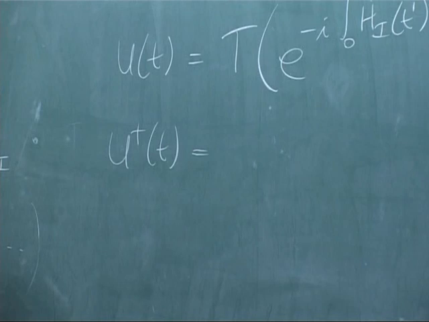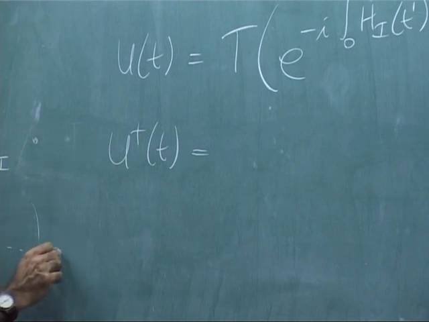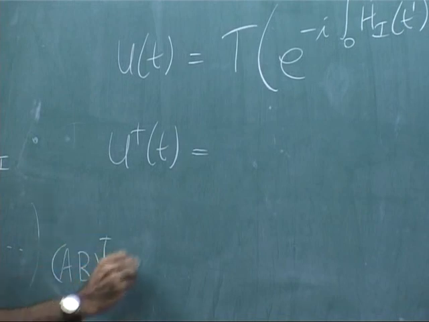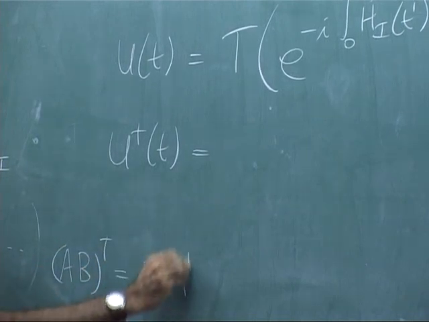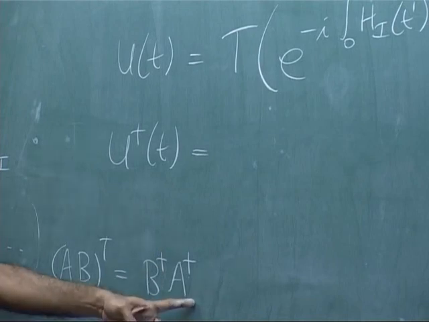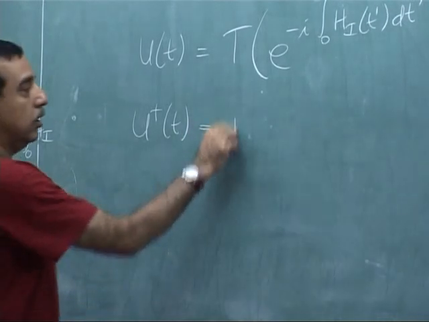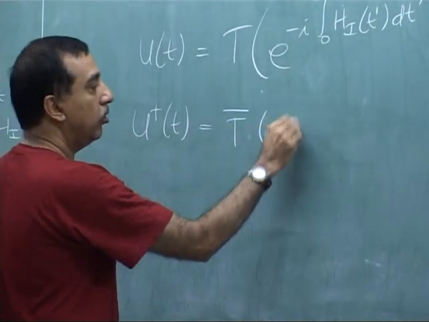But there's one more subtlety. The time ordering turns into reverse time ordering. Because remember, if you have matrices A and B and you take the dagger, you get B dagger A dagger, right? Reverse order. Not the same order. Same thing is true here. So this is T bar e to the i.